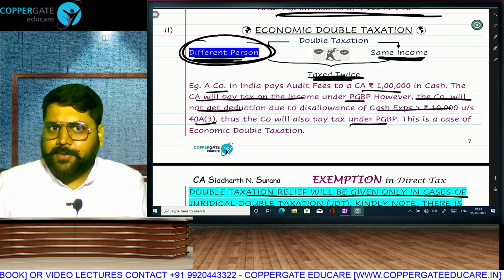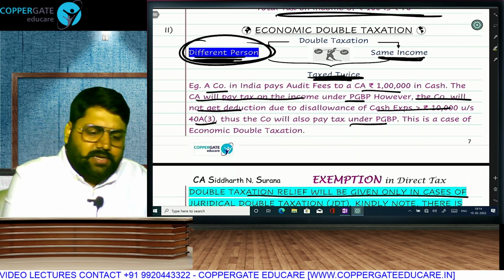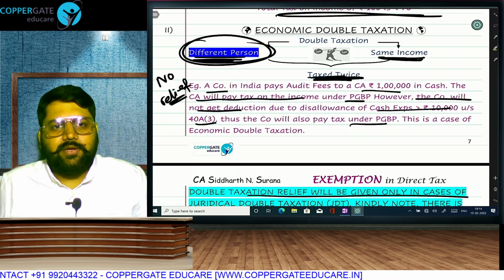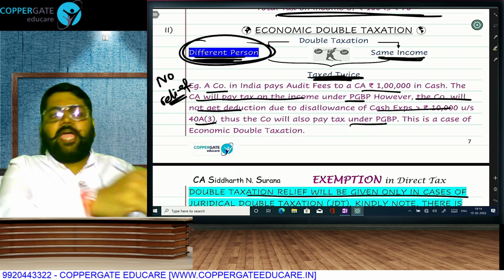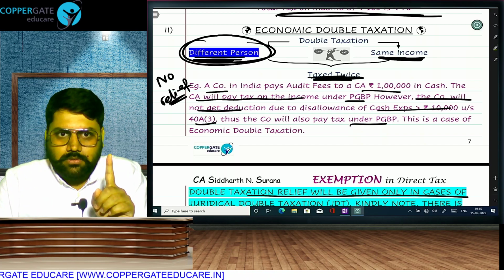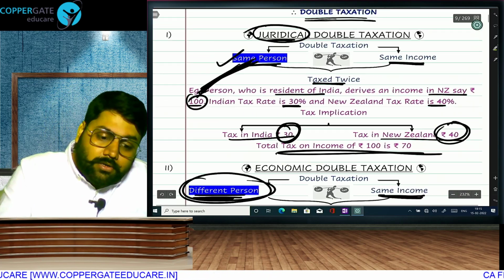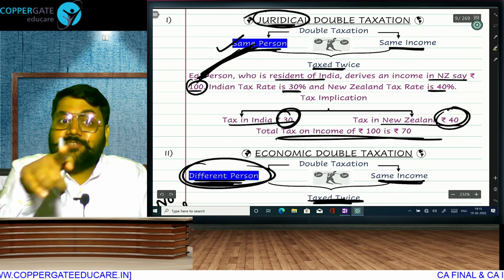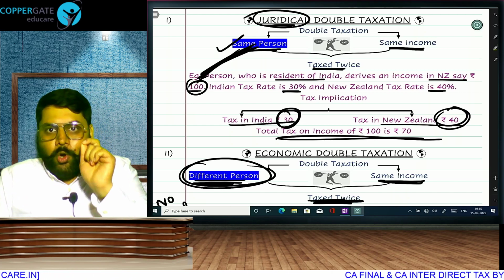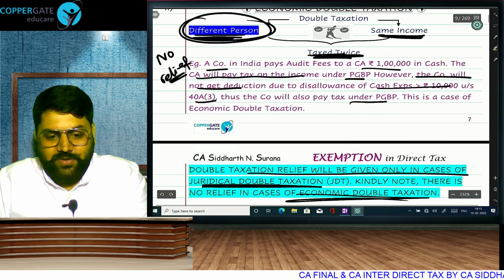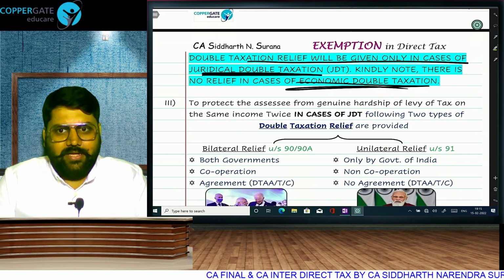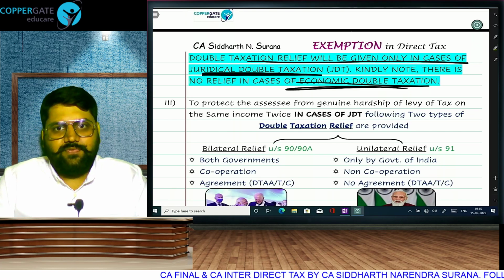When the tax is on two different people, it is economic double taxation, and let's be clear, for this there will be no relief, for a simple and plain logic. Put your hand in your pocket and check. From your pocket, tax was paid how many times? Once. Then why do you want relief? In the juridical case, check your pocket. Both liabilities went from your pocket, and thus we need to give you some relief. Thus relief will be given only under juridical double taxation. Relief will not be given under economic double taxation.